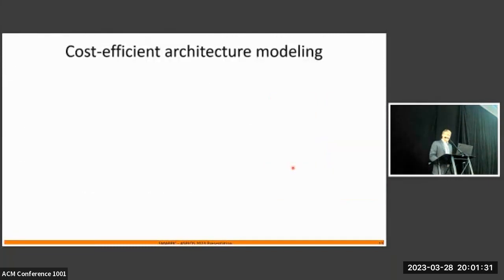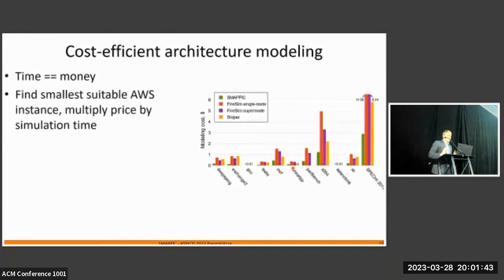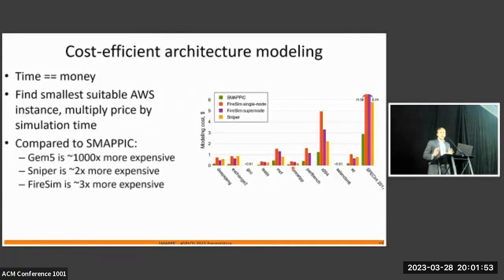The last but not least is cost-efficient architecture modeling. In cloud, time means money. So you really want a fast modeling experience so that you pay less money for your modeling. We did the study by finding the smallest suitable AWS instance for each modeling type and multiplying price by modeling time. And what we found out is that compared to SMAPPIC, Gem5 is about 1,000 times more expensive, Sniper is about 2 times more expensive, and Fireteam is about 3 times more expensive.